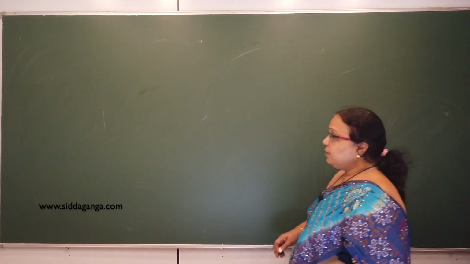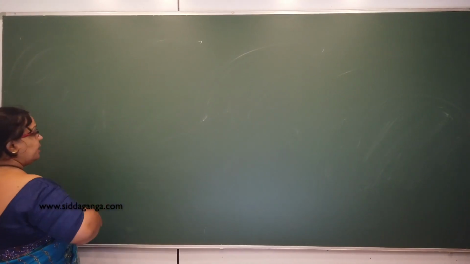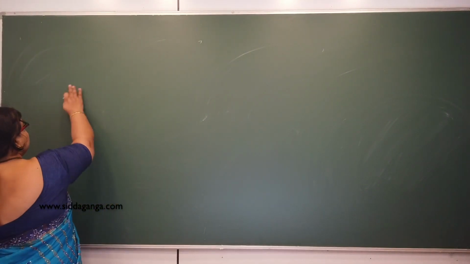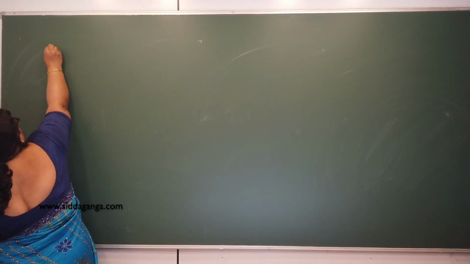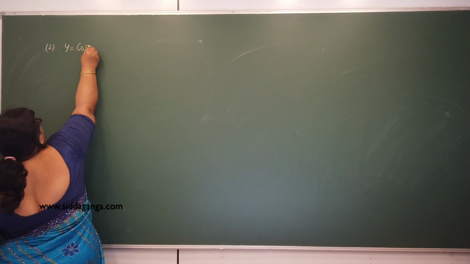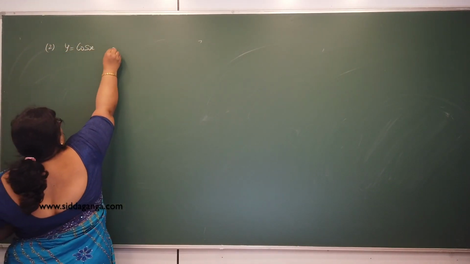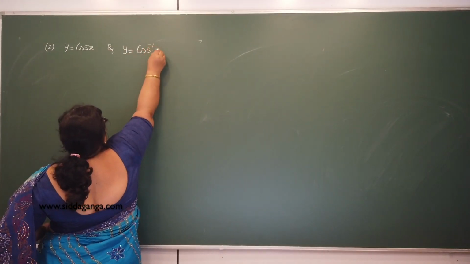Let us draw the graph of the cos inverse function as well as the cos function. That is, the first function is y equal to cos x, and we have to draw the graph of y equal to cos inverse of x.